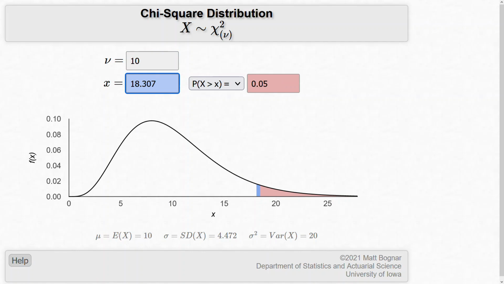These numbers that I've been practicing with here, the first one was 5.991, the second example was 11.07, that was for 5 degrees of freedom, and the current one, which is 18.307 for 10 degrees of freedom, these are what are called critical values. A critical value is a value that defines the boundary between the null hypothesis' territory and the rejection of the null hypothesis.